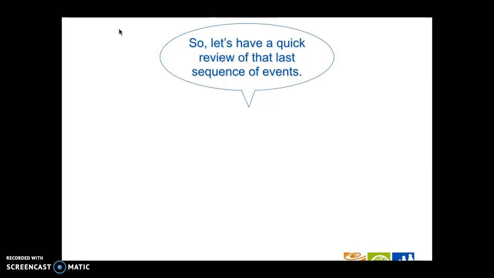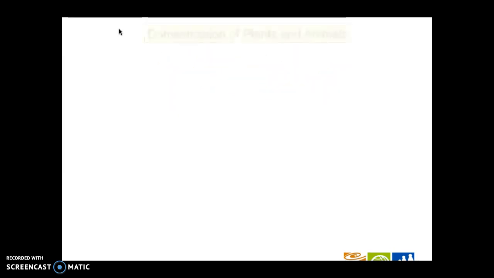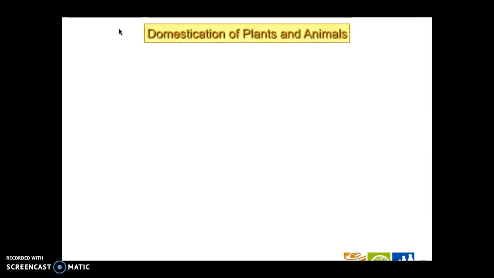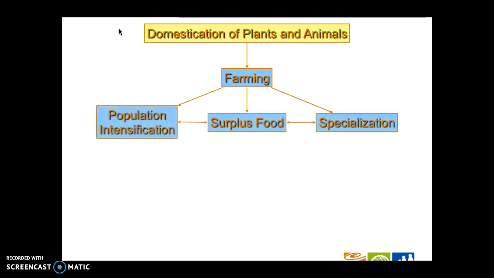So let's recap what we just talked about, because something pretty monumental just unfolded. If you look at your graphic organizers, let's go ahead and fill that out, right? So we start off with the domestication of plants and animals. This leads to farming. Now, what are the things that we just talked about that can occur specifically because farming has become a practice? Well, if you're thinking along the lines of population intensification, surplus food, and job specialization, then you would be correct. Now, here's the final question, right? So what do these three things lead to?